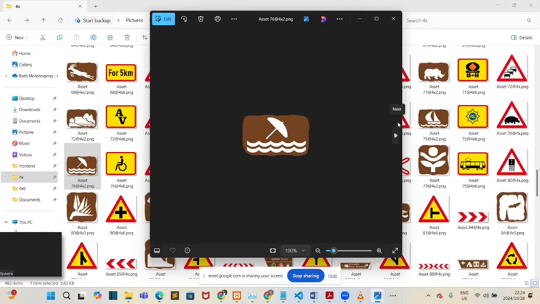A, an island water resort. B, a seaside or beach resort. C, a municipality swimming pool. Which one do you think is correct? A, B, or C? B. B, right? A seaside or beach resort. Guys, nailing my emojis.